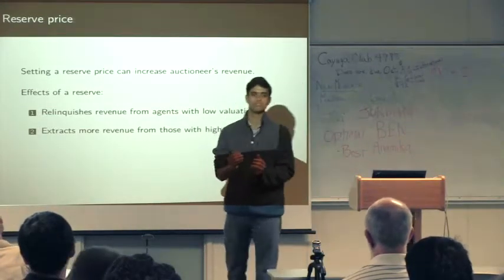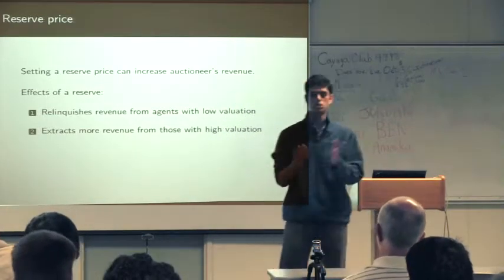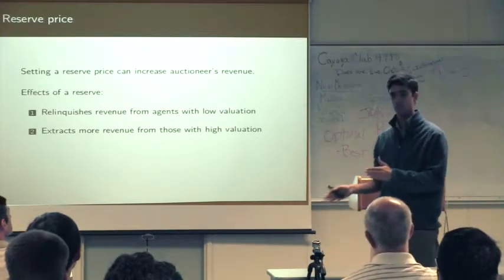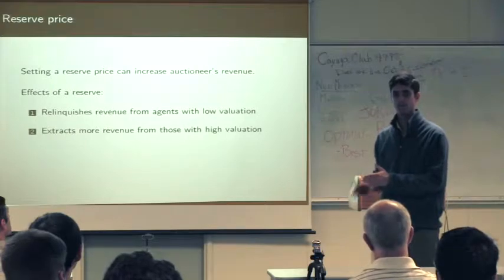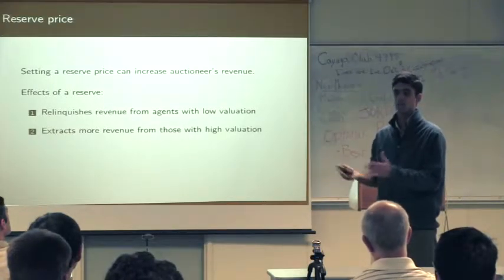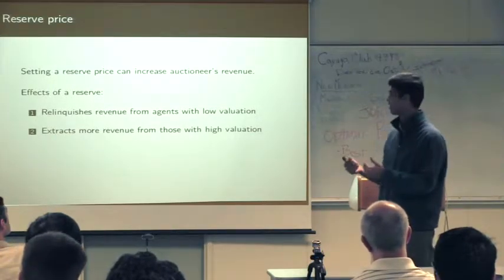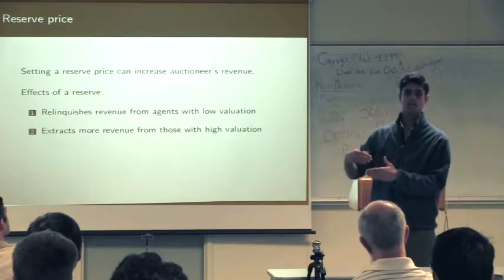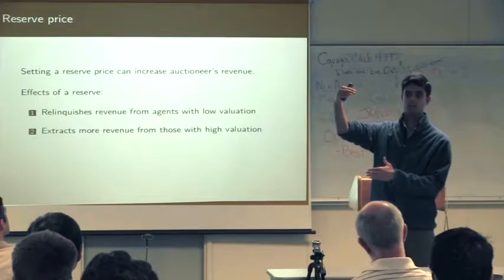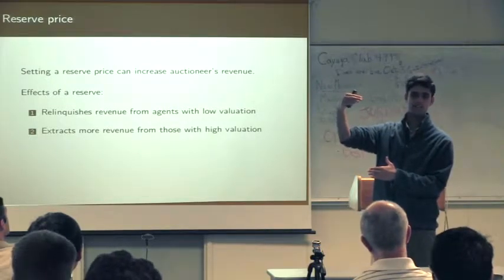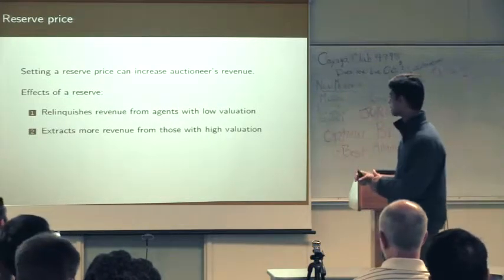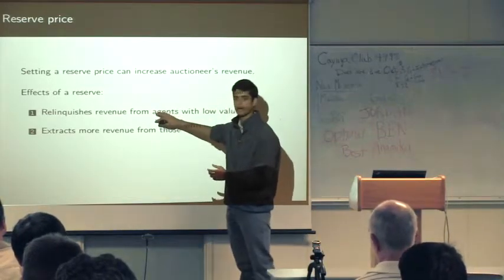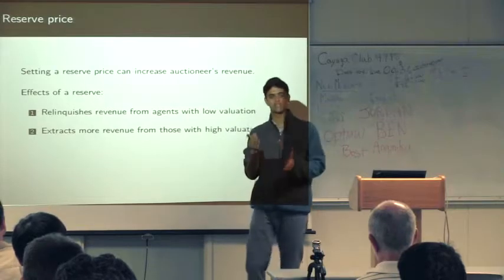if you set a reserve price, there are two effects. First, you exclude some people whose values are below your reserve from ever winning, so you're giving away revenue from them, whereas you charge higher revenue from those whose values are higher than your reserve. So in a static setting, a market operator sets a reserve price that balances between these two quantities.